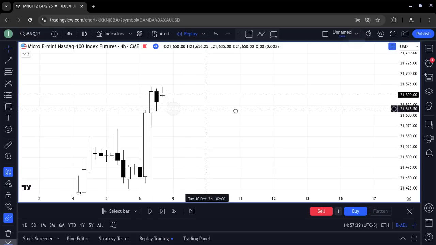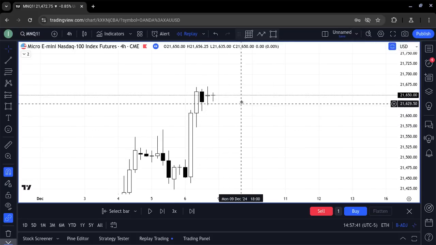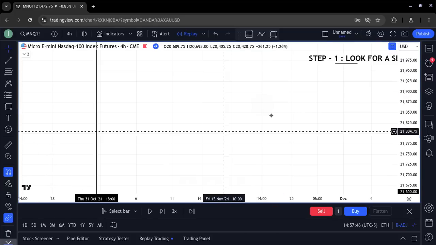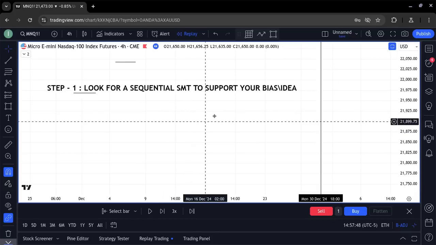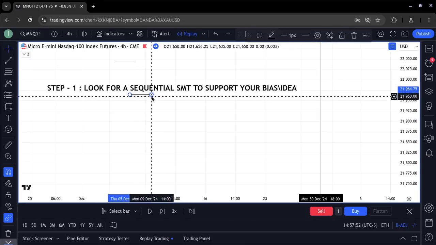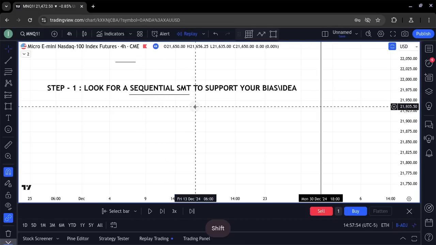Because I've been taking losses because of this approach, literally because of this approach. Okay, so getting back to where I was, you look for a sequential SMT to support your CRT or your bias.